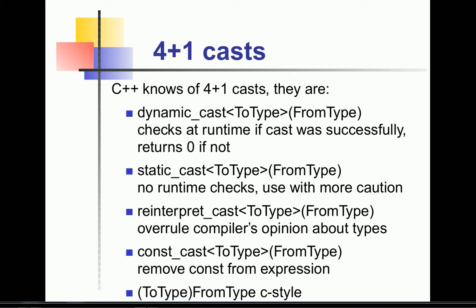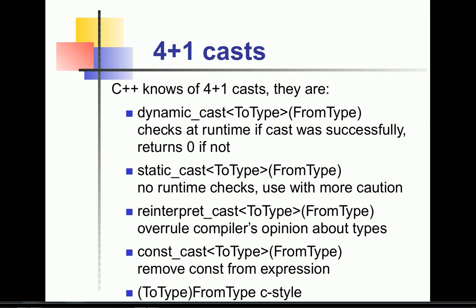And the reinterpret cast overrules the compiler's opinion about types. That means even if the compiler thinks these types should not be cast, for instance, it's quite common to cast a float to an integer or vice versa, but if these are completely different objects, and the compiler wouldn't allow you to cast that, then you can still call reinterpret cast and tell the compiler whatever, just assign this thing a new type. Then you use reinterpret cast.